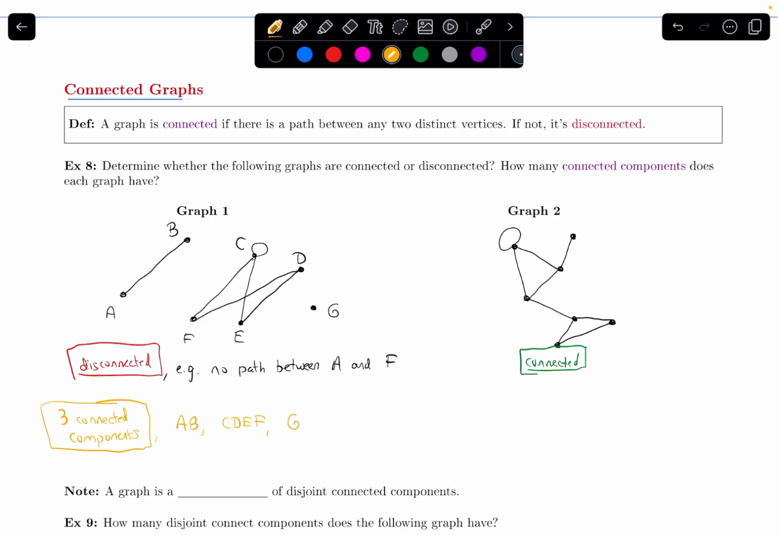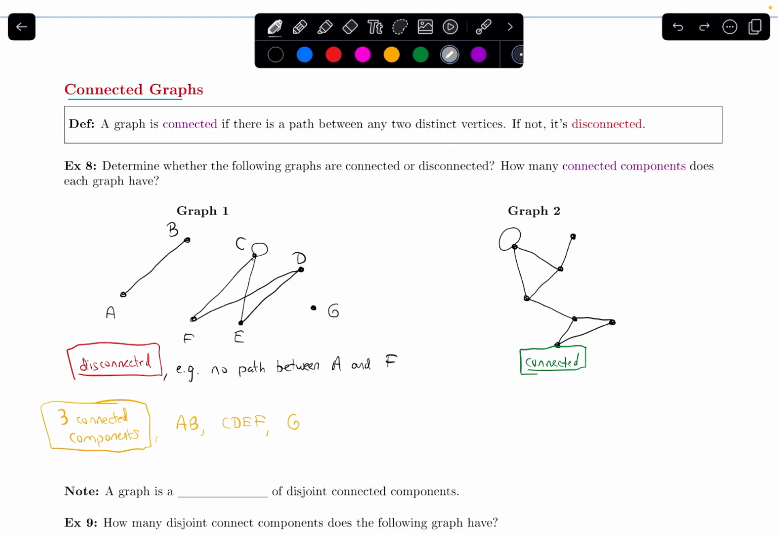Okay. One thing that you might be wondering is, if I think about G, shouldn't there be a path between any two distinct vertices? And if I think about this component here, there's no edges at all. So how are there any paths to connect anything? The reason why it's connected has to do with a subtlety in what this definition is saying.